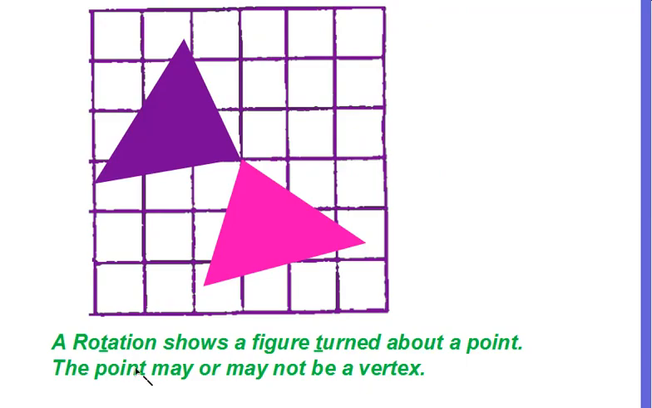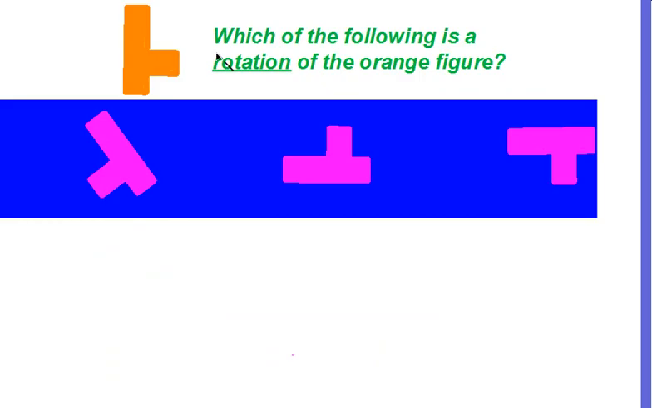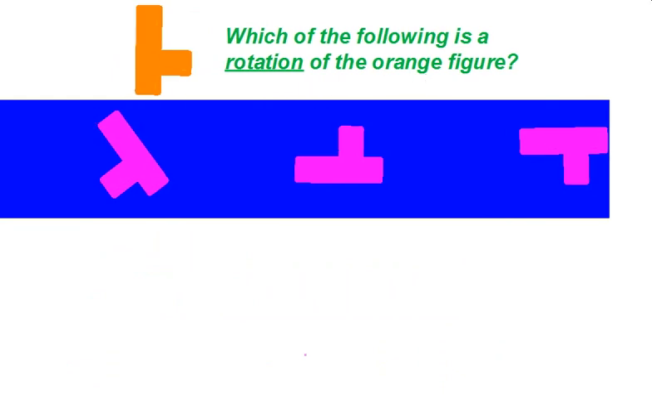A rotation simply shows a figure turned about a point. It could turn about a point actually on the figure itself, or it may say turn around a particular point, such as the origin. For example, which of the following is a rotation of this orange figure? So here's the orange figure. Let's set it next to the first one.